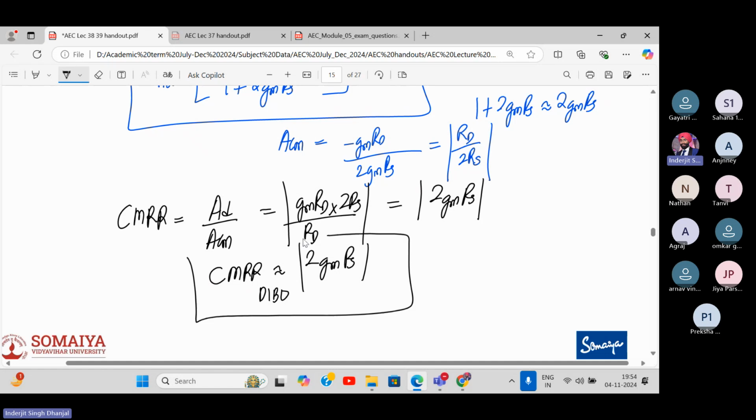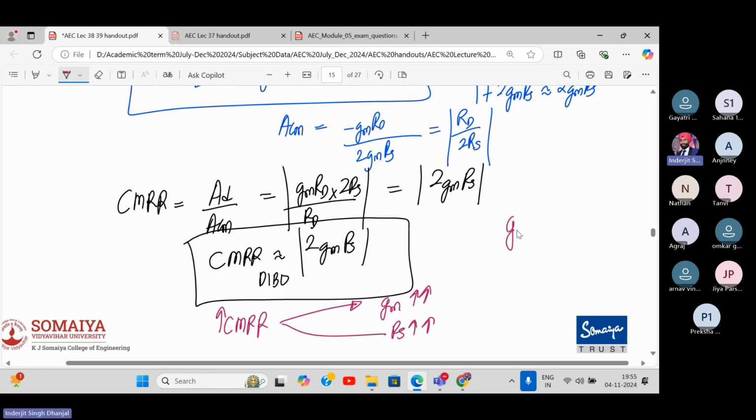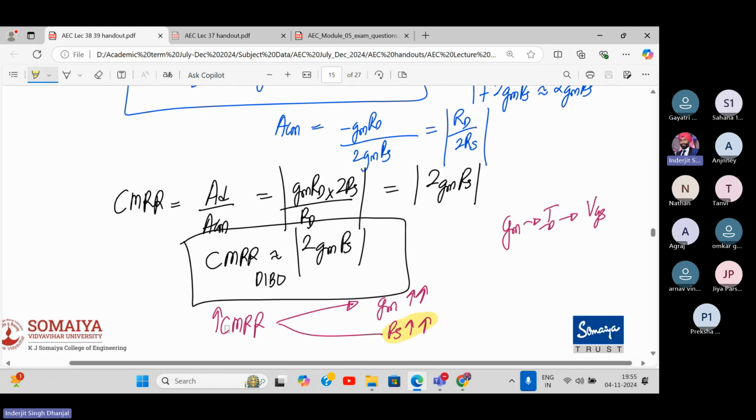So if you want to improve or increase the value of CMRR, how can we do it? What are the ways? Either increase GM or increase RS. Yes or no? And that's what we'll do next time. The value of CMRR will be increased by increasing the value of source resistance. GM we can increase, but that will disturb the Q point of the system because GM is dependent upon ID and ID is dependent upon VGS. So the entire Q point will get disturbed. So it's a good strategy to increase CMRR by increasing the value of RS.